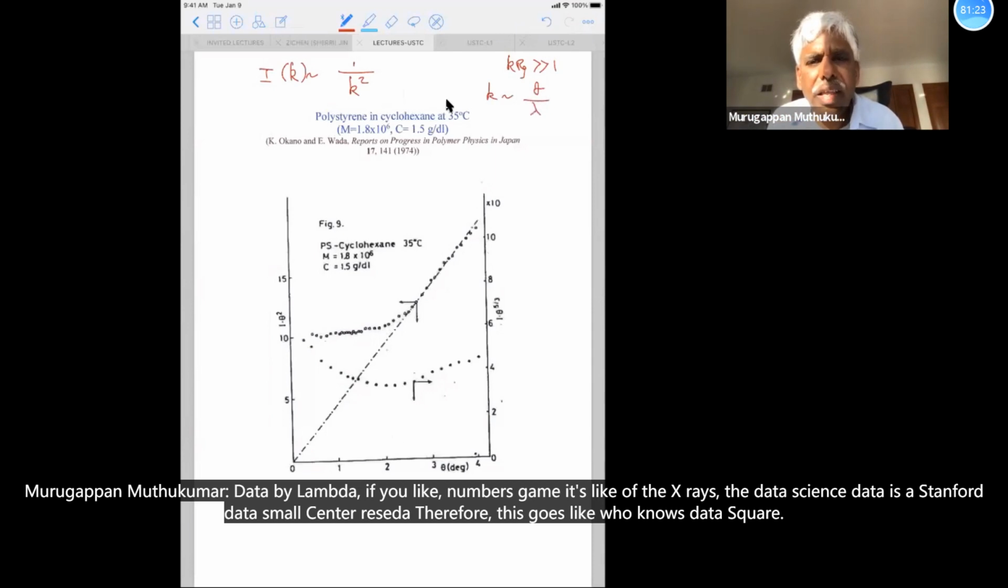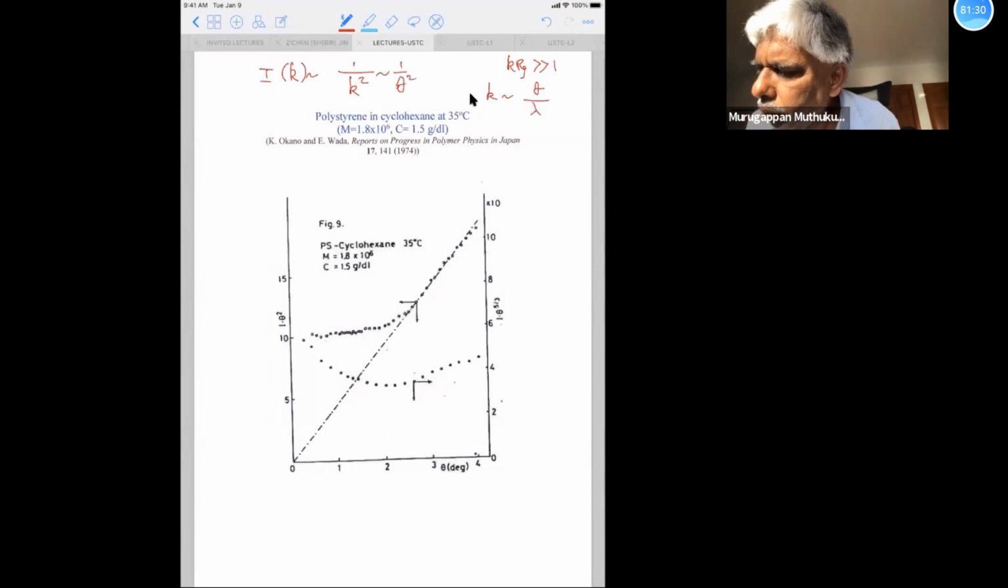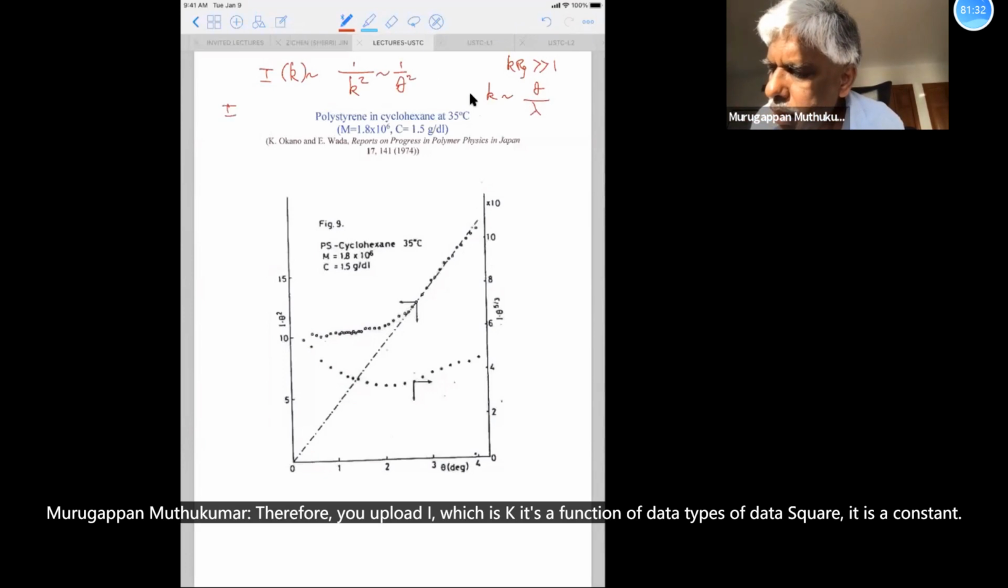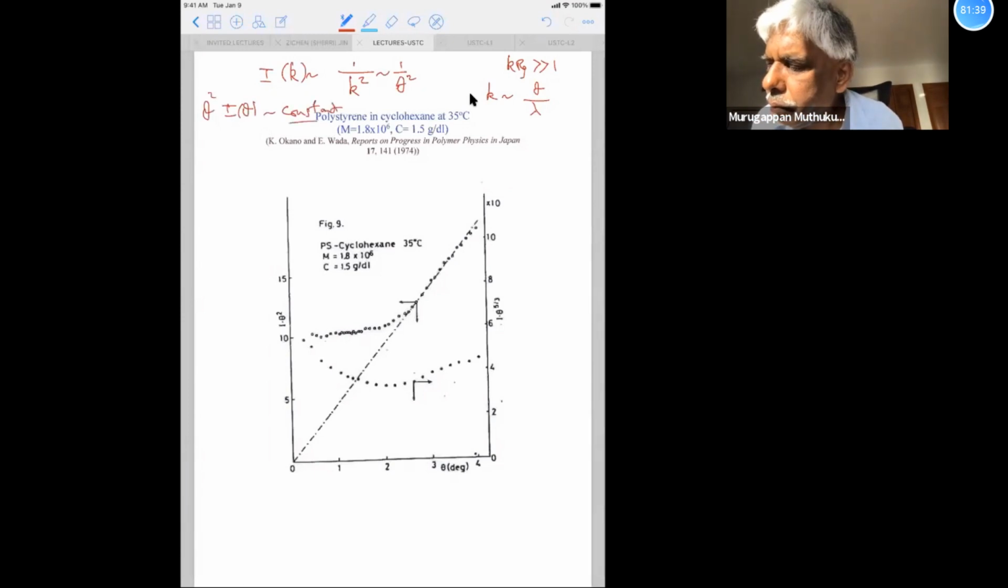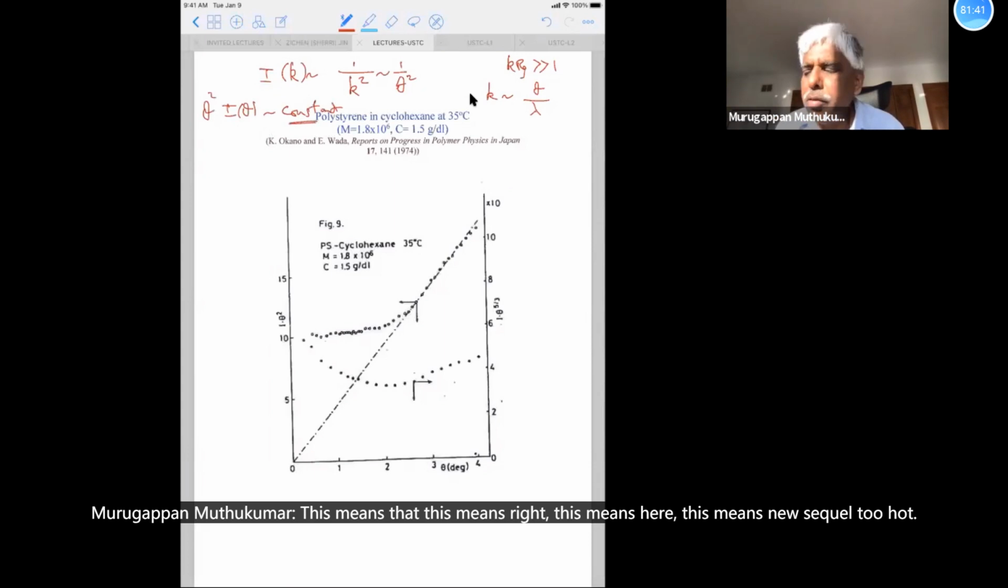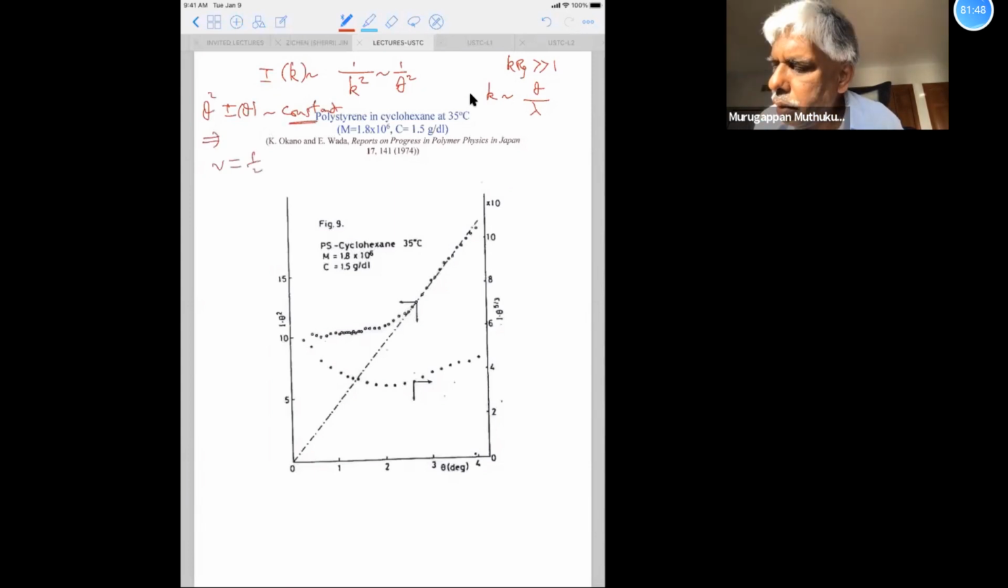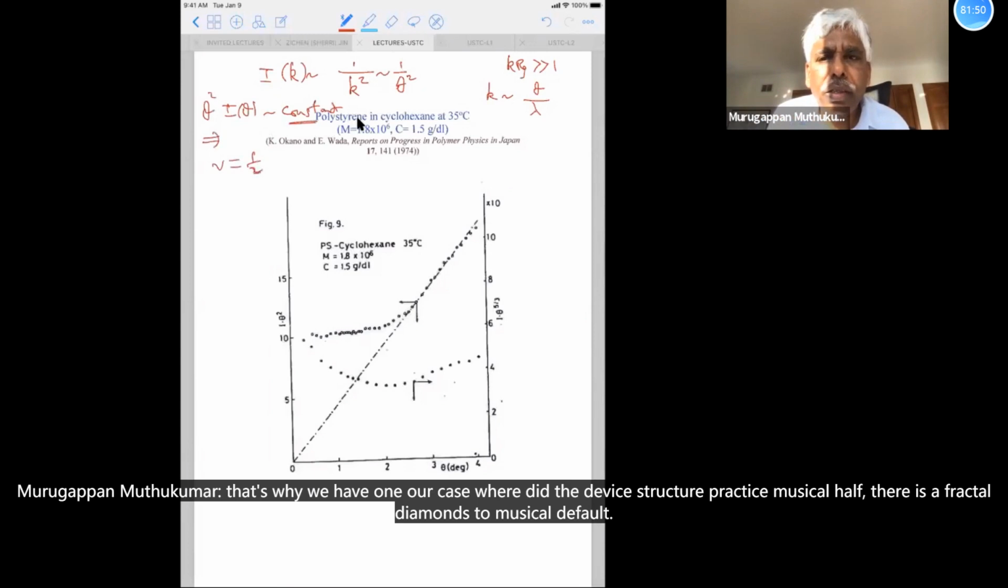Now for theta small, sine theta is theta. Therefore, this goes like 1 over theta squared. Therefore, if I plot I, which is k, as a function of theta, times theta squared, it is a constant. This means nu is equal to half. That's why we have 1 over k squared. This is a Debye structure factor. Nu is equal to half. There is a fractal dimension 2, nu is equal to half.